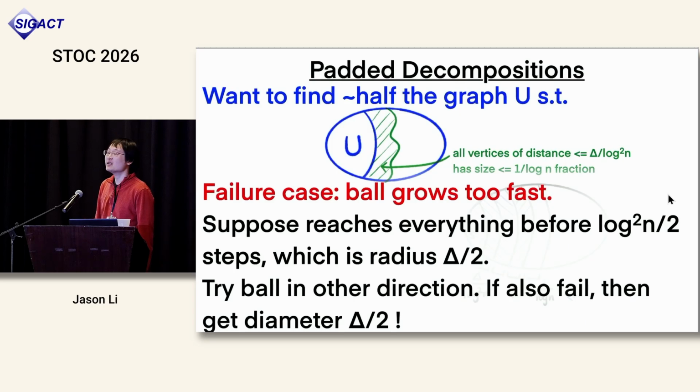So I'm leaving out details. Why does dropping the diameter by a factor of 2 make it easier? It turns out this is another measure of progress in the final algorithm, and everything just turns out to be okay. So that's all. Thank you.